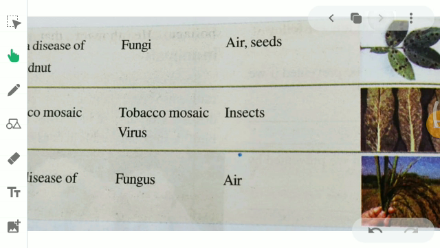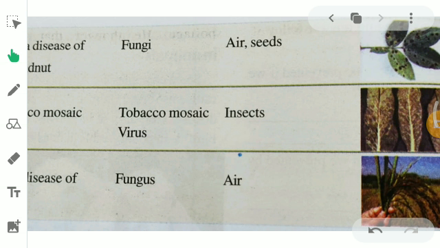Next one is Tikka disease of groundnut, a common disease in groundnut. It is caused by fungi and transmitted by air and seeds. Next one is tobacco mosaic, caused by the tobacco mosaic virus and transmitted by insects. Next is smut disease of rice, caused by a fungus and transmitted by air. Like this, plants are also affected by microorganisms.